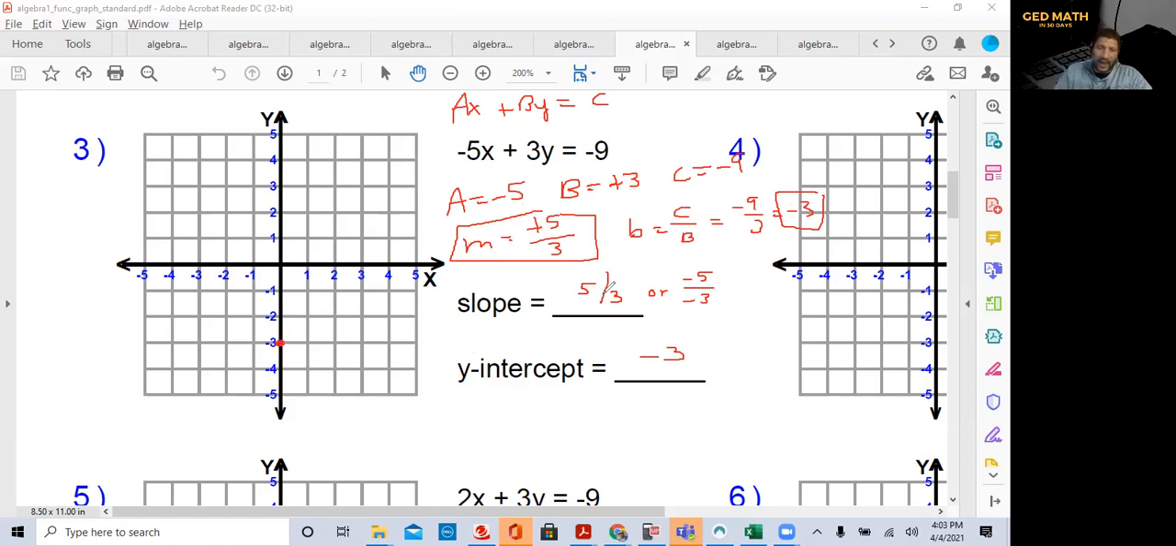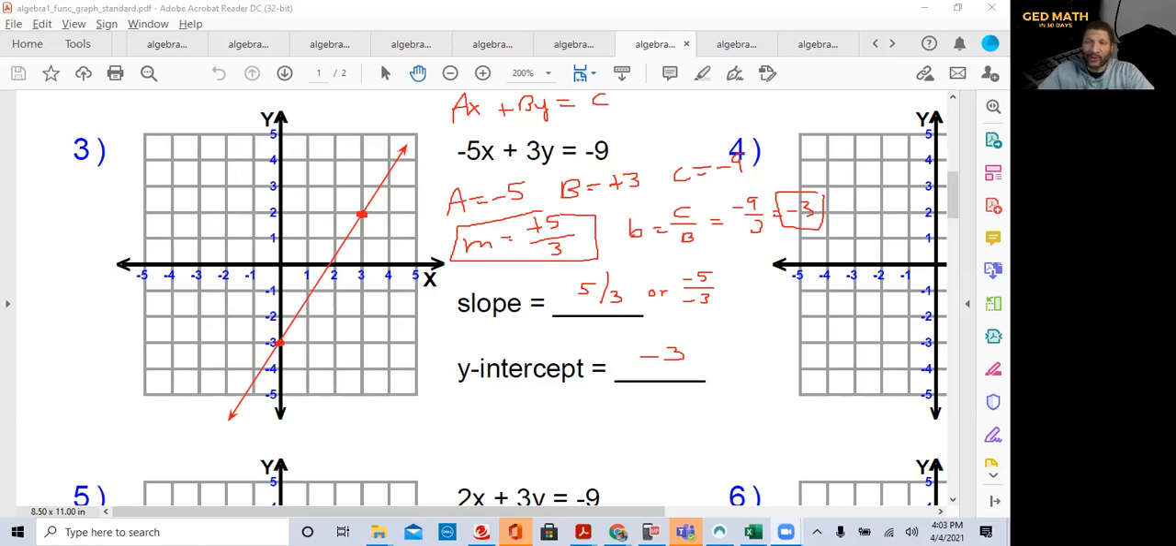Now, my slope is 5/3. So I need to go up 5. 1, 2, 3, 4, 5. So my rise is +5 and my run is +3. 1, 2, 3. I got my second point. That's all you need to do in order to graph a line in standard form. The easiest thing to do is make sure you identify what form it's in. Then identify your slope and your y-intercept. It's that easy.